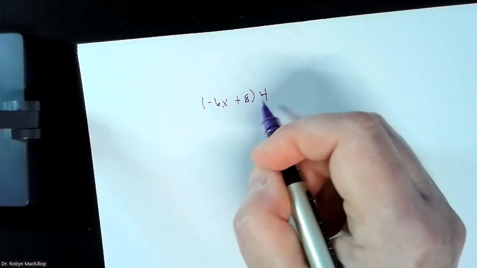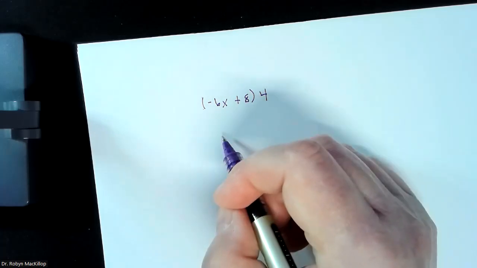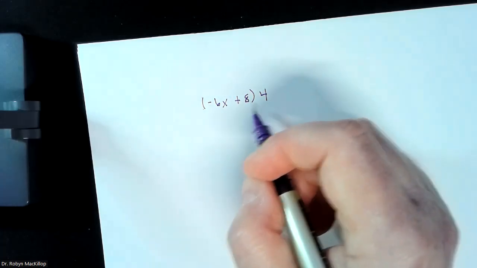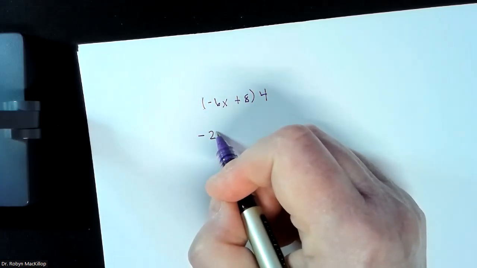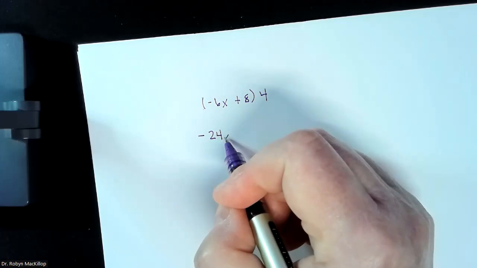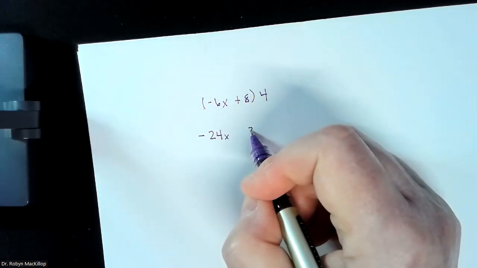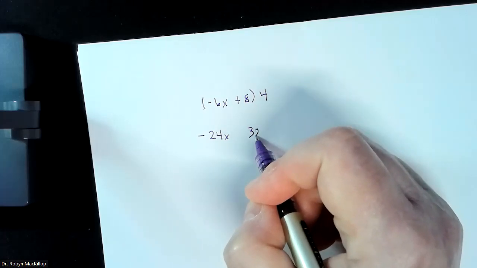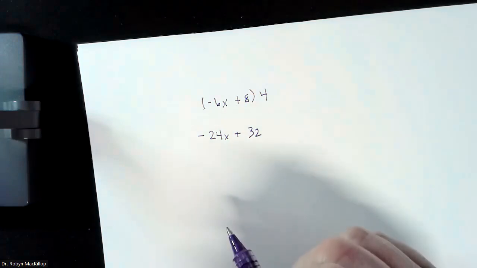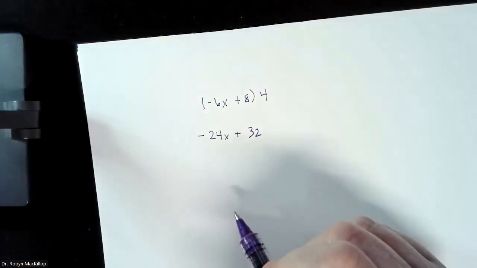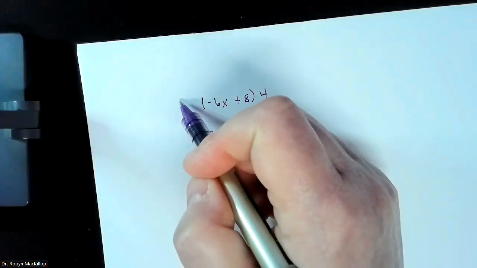So you're going to take that 4 against each of the pieces inside the parentheses. 4 times -6x is -24x. And 4 times 8 is 32. Seems to me like you got that one correct. Maybe I wrote down the wrong one. So do check. That's number 14.